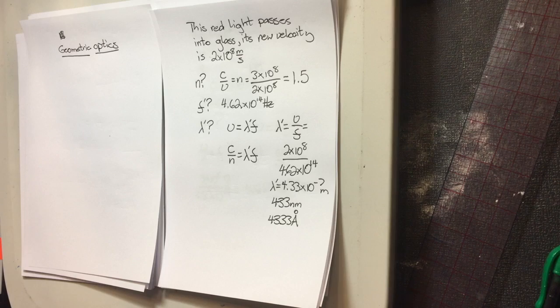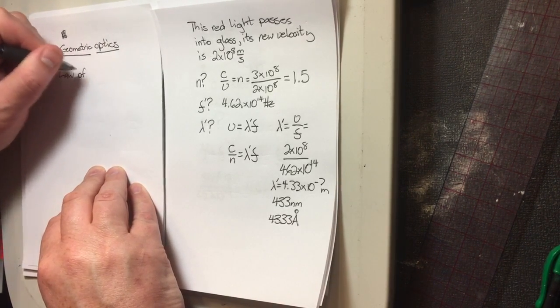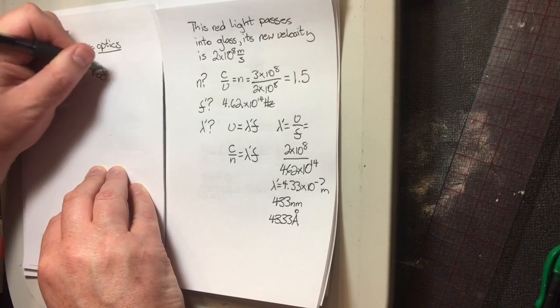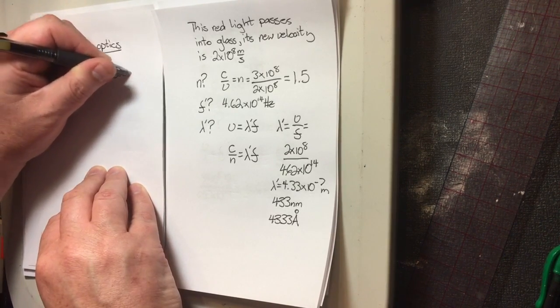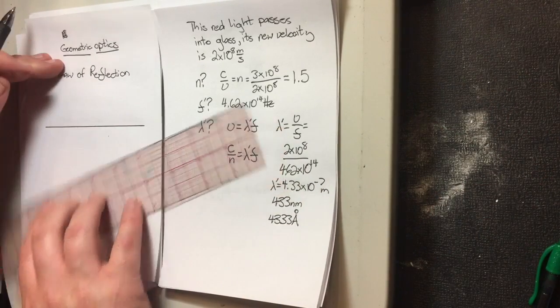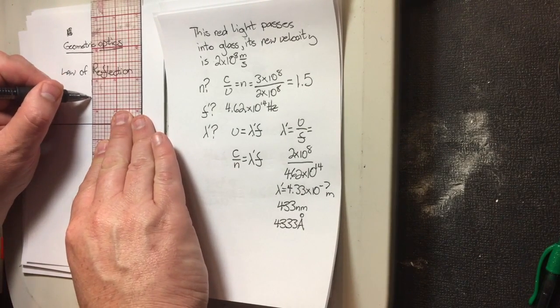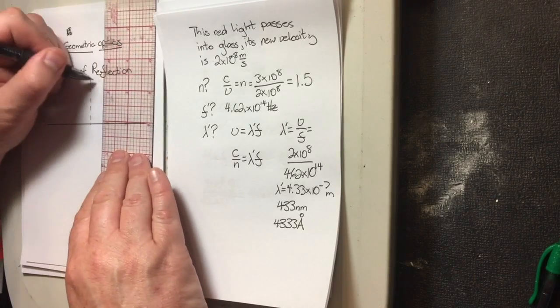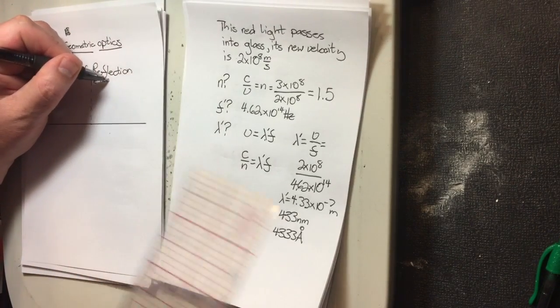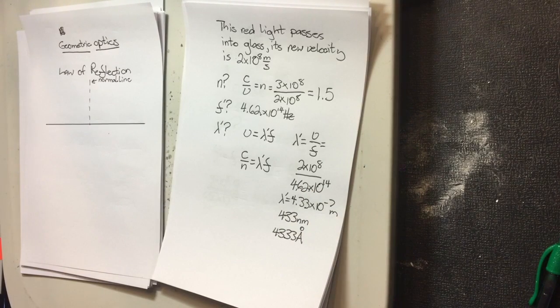For geometric optics, we initially have the law of reflection. And the law of reflection, this is our normal line. Normal line as in normal force. Normal is perpendicular to the surface.